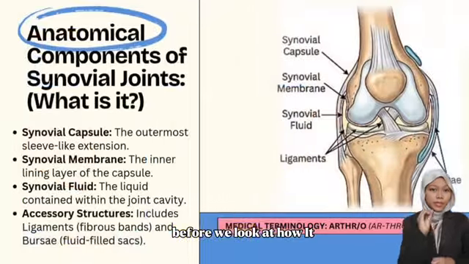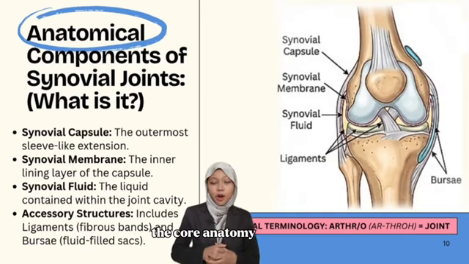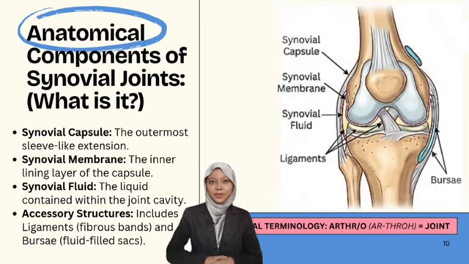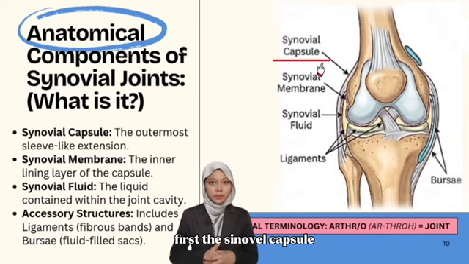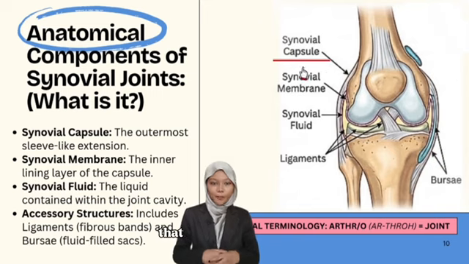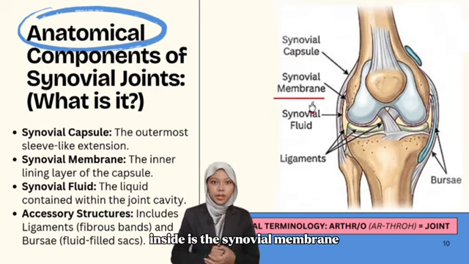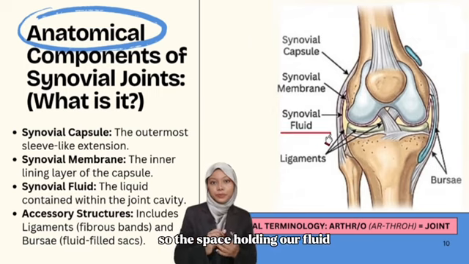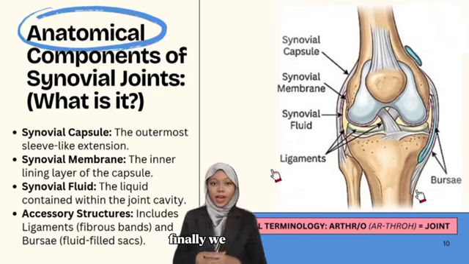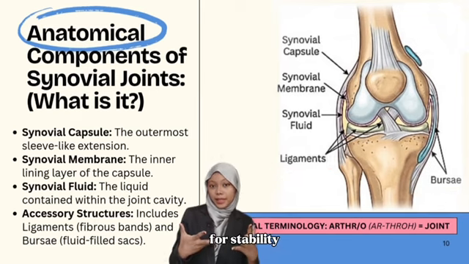Before we look at how it functions, let's break down the blueprint. The core anatomy of a synovial joint. Think of it like a machine package. First, the synovial capsule, a sleeve-like extension that completely encloses the joint. Inside is the synovial membrane, which forms the synovial cavity, the space holding our fluid. Finally, we have accessory structures like ligaments and bursae for stability.